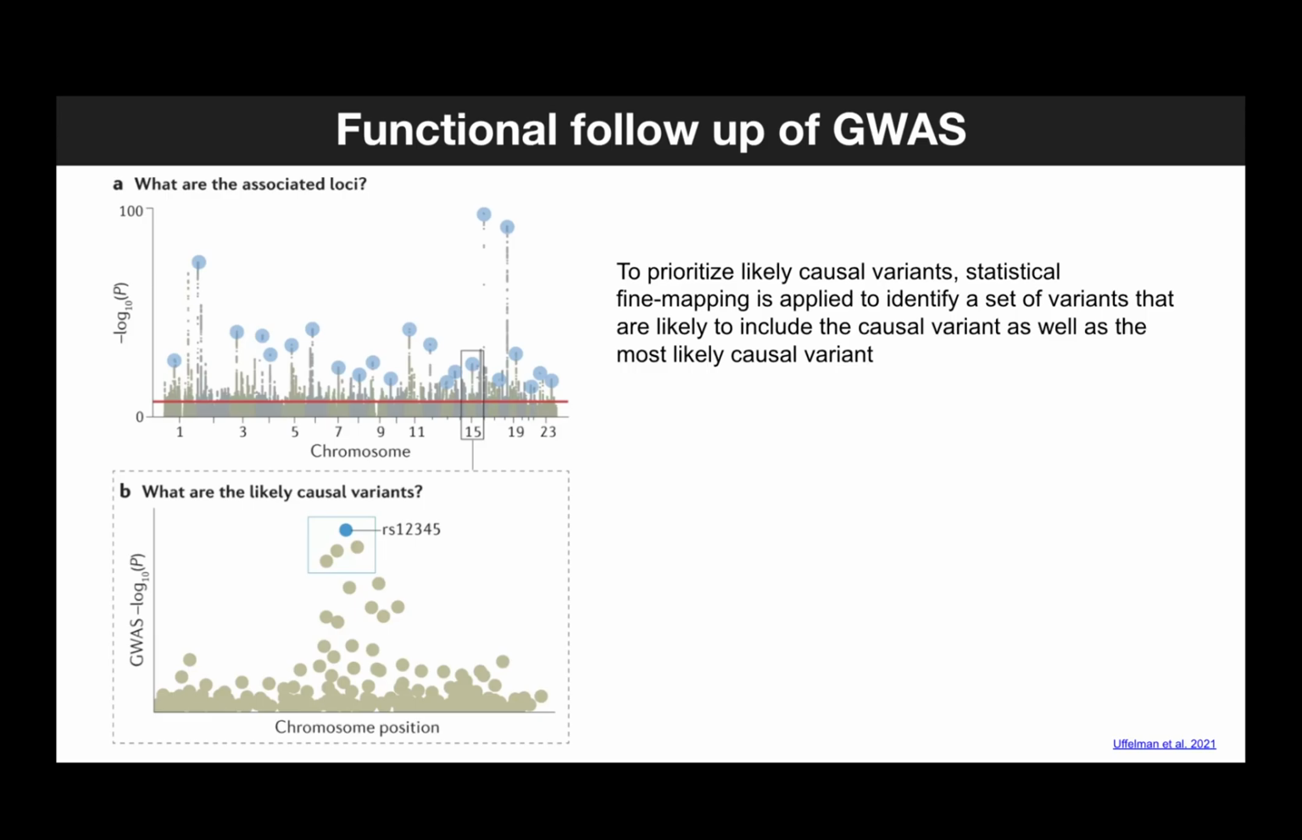Any ideas how to test causality? Okay, so you could do CRISPR, for example. Sure, you could do that. That's good. Yes. Any other ways you can test it?